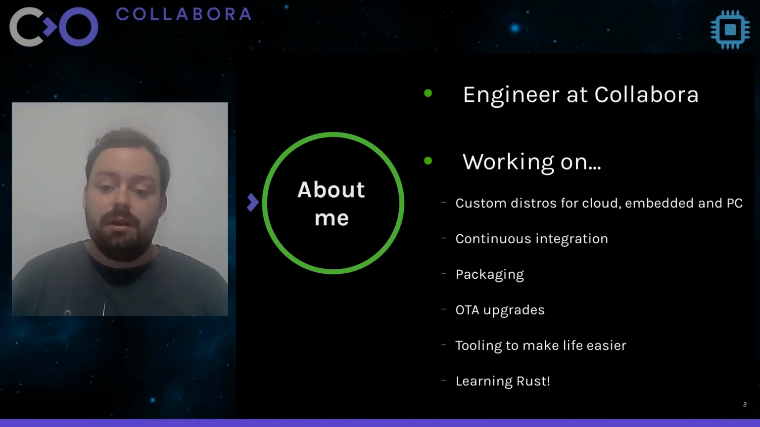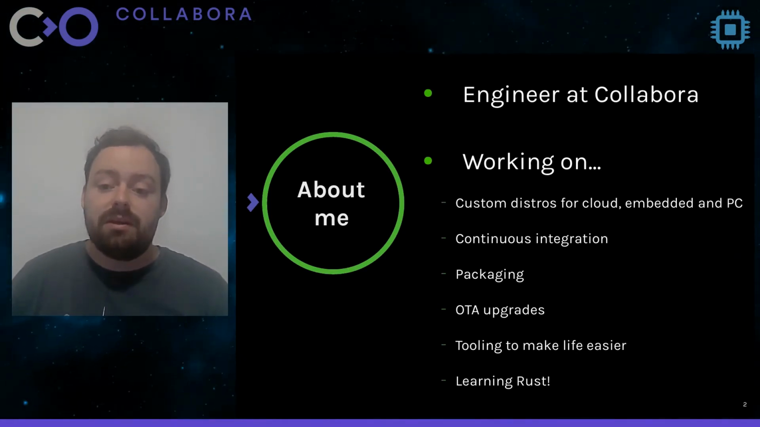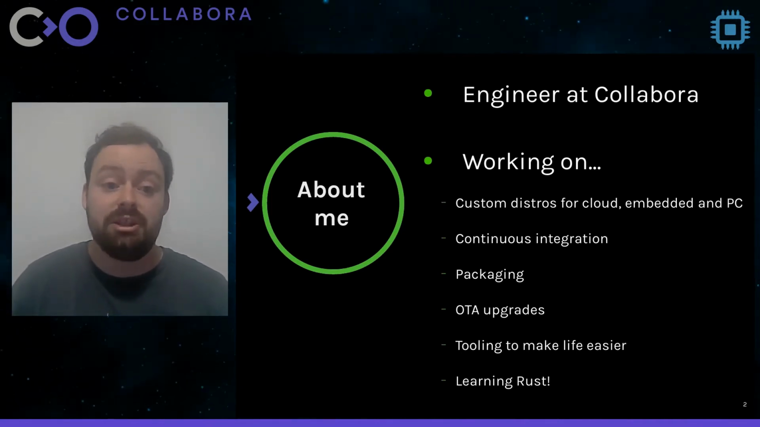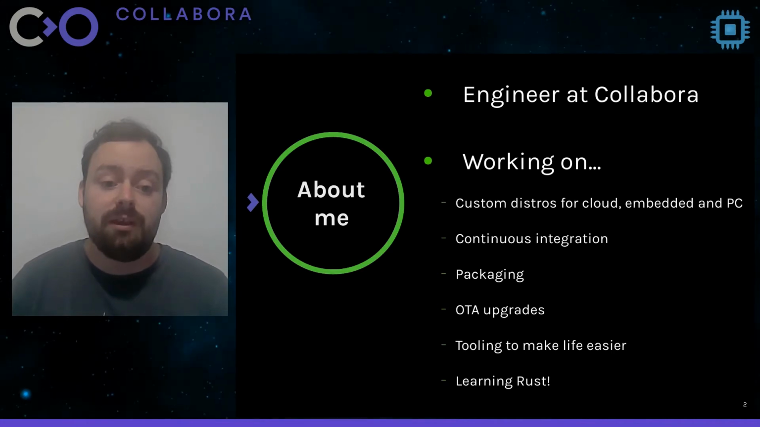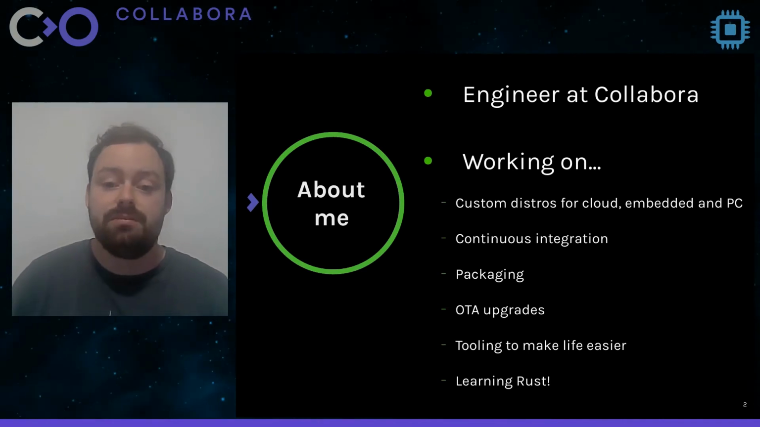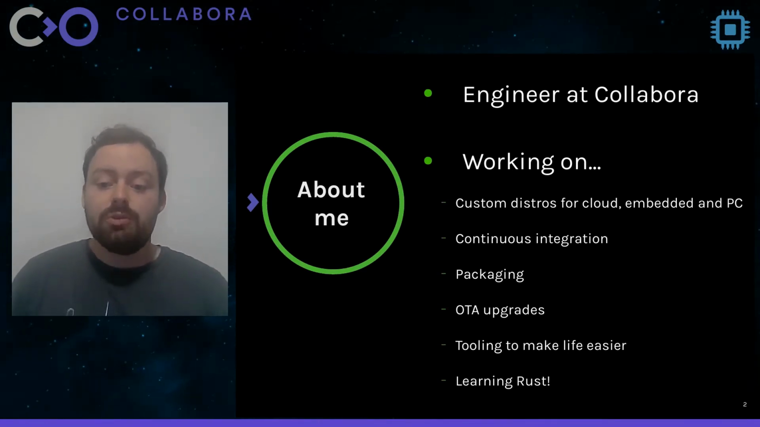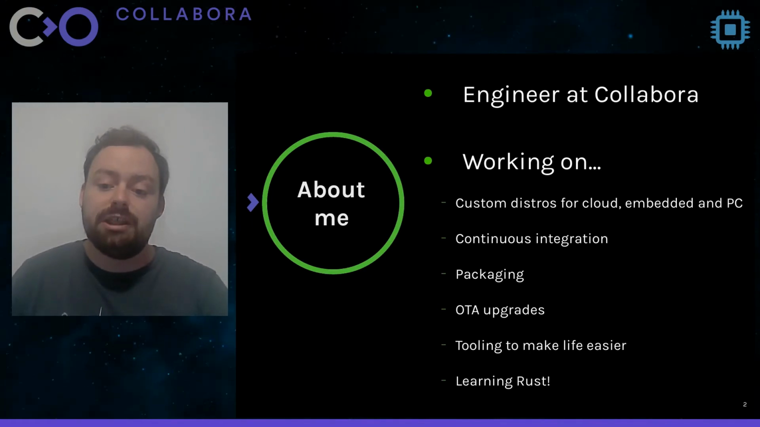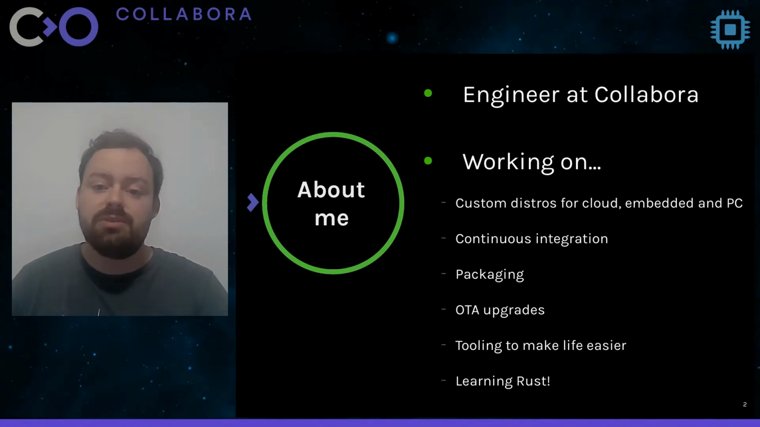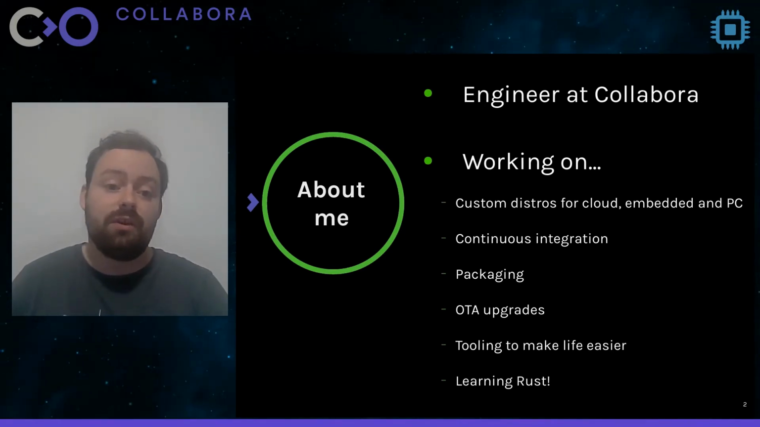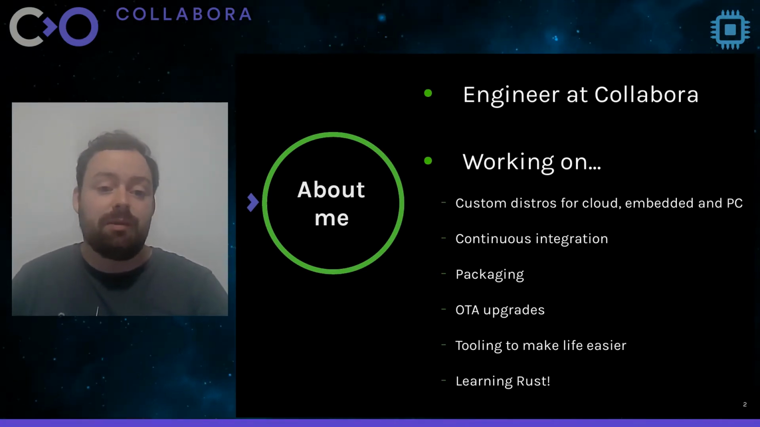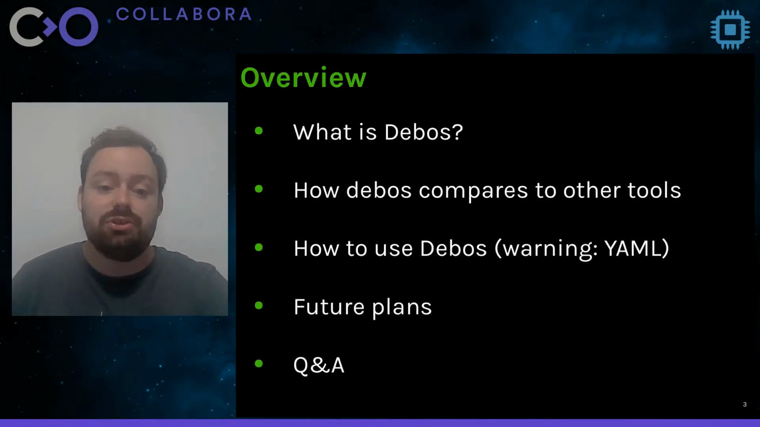I also work on the tooling to make all of these things happen. Most recently I've been working on Debos and Fake Machine. Hopefully this presentation is going to give you a little bit of insight on what I've been working on over the past year or so. I'm also learning some Rust, which has proven to be quite useful for some of my daily tasks. Small scripts I've been writing in Python and Go in the past have now been written in Rust. Slowly but surely I'm getting there and the future is bright.